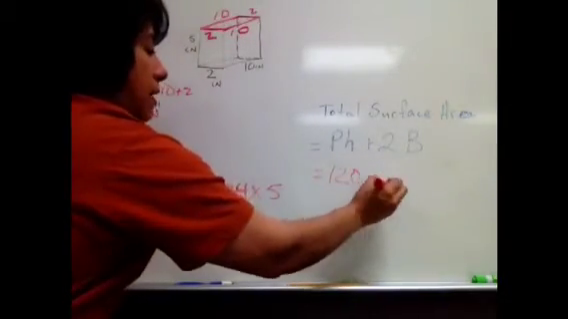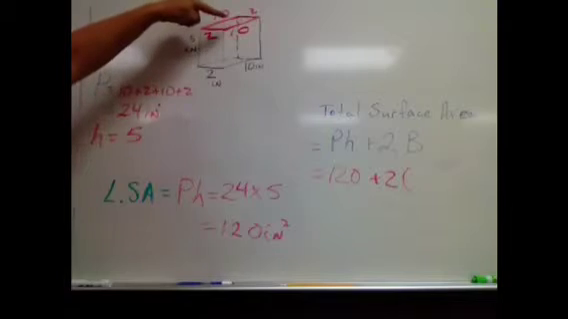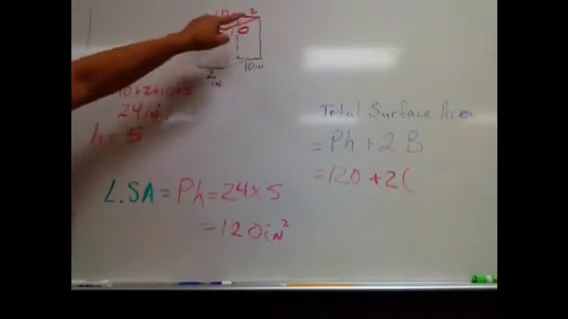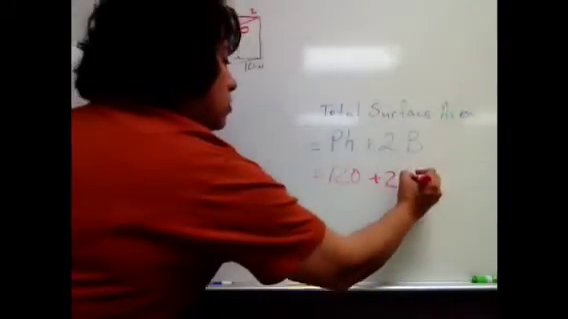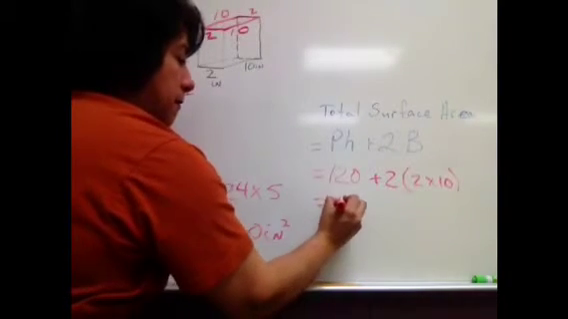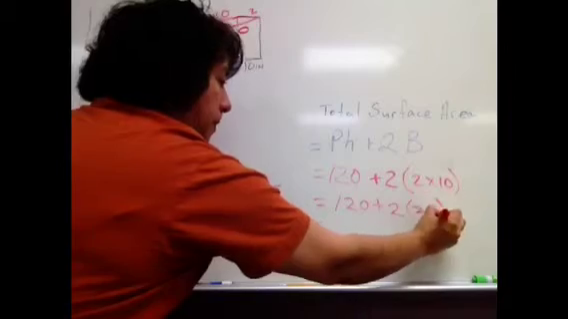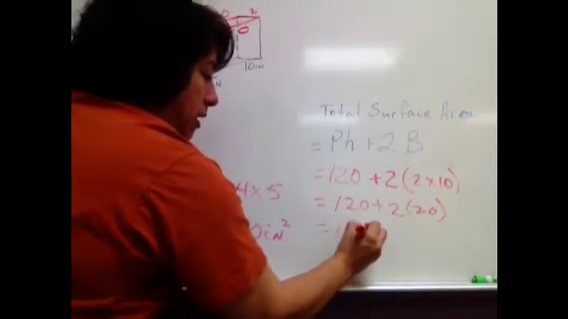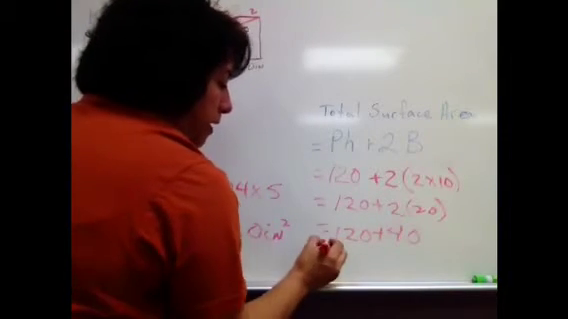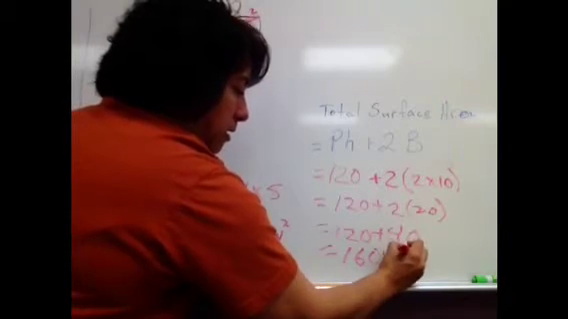And now I need to add my two bases. My base, again, is this thing in red. It hasn't changed. We're going to look at the base times the height, because this is a rectangle. So we're going to say 2 times 10. And we know what that is. 20. So that's 120 plus 2 times 20 is 40. Our final answer is 160 inches squared.